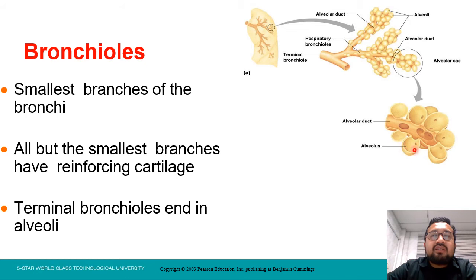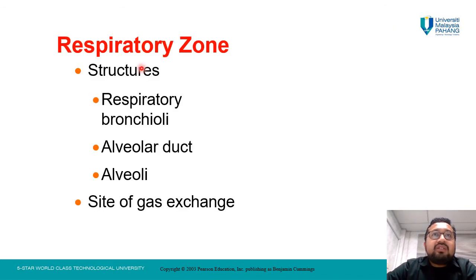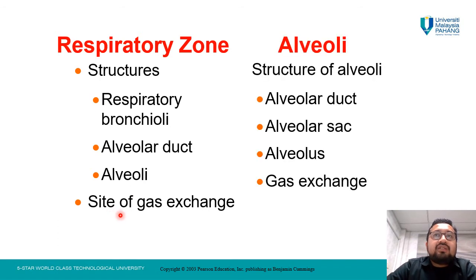Okay, there is a capillaries here. Okay, blood vessel here, exchange of gases between all this oxygen will go to the blood, and the blood will exchange carbon dioxide back to this alveoli, and then we expel out this carbon dioxide. Okay, and exhalation, and that's how inhalation and exhalation occur, respiratory mechanism. So respiratory zone, okay, tadi structures, kita ada respiratory bronchioles, alveolar duct and alveoli, and then the site of gas exchange lah. So alveoli, structure of alveoli, the alveolar duct, alveolar sac, alveolus, and gas exchange.